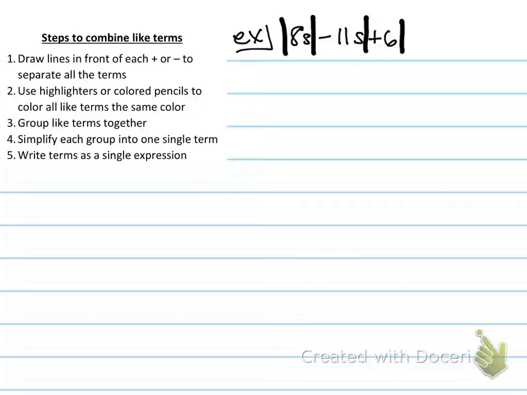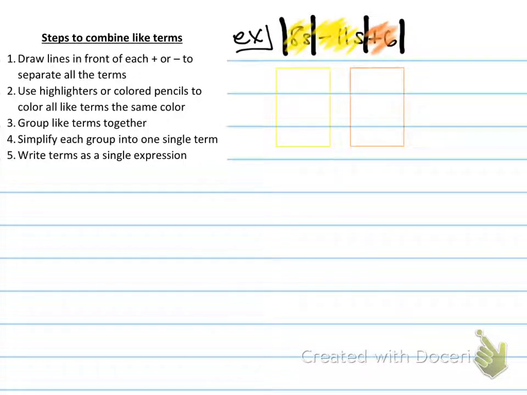I'm going to use some highlighters, and I see that my first term here has an S. So I'm looking for all the other terms in this expression that also have an S. And I see we have negative 11S, and 6 does not have an S, so that's going to get another color. And now I'm ready for my boxes. So I have 2 different colors, which means I'm going to end up with 2 different boxes.